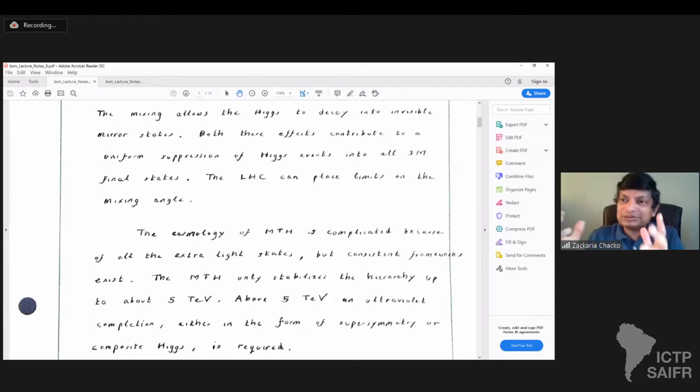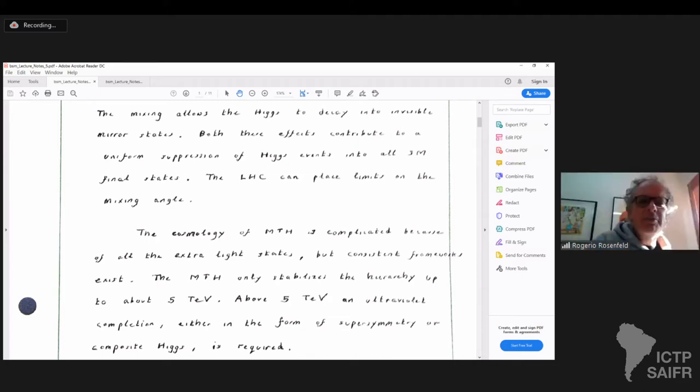Some of these models generate the baryon asymmetry and the dark matter at the same time. So the asymmetry on our side gives us our baryons, and the asymmetry on that side gives us the dark matter. Yeah, so people have tried to do that.